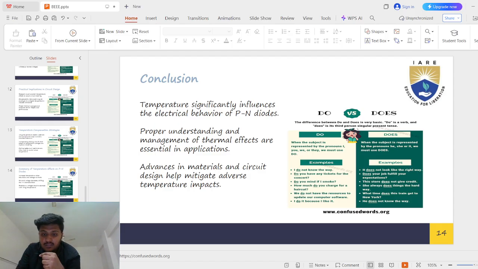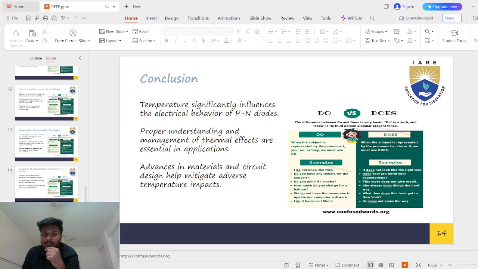Finally, the conclusion of this topic is: temperature plays a very important role in how a PN junction diode behaves electrically. When the diode gets hotter, the extra heat gives more energy to the electrons and holes inside the semiconductor. This causes more charge carriers to be available, which changes how easily current can flow through the diode.